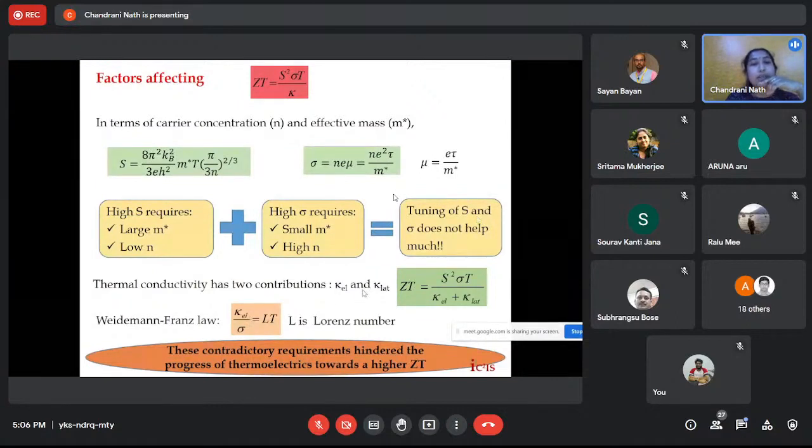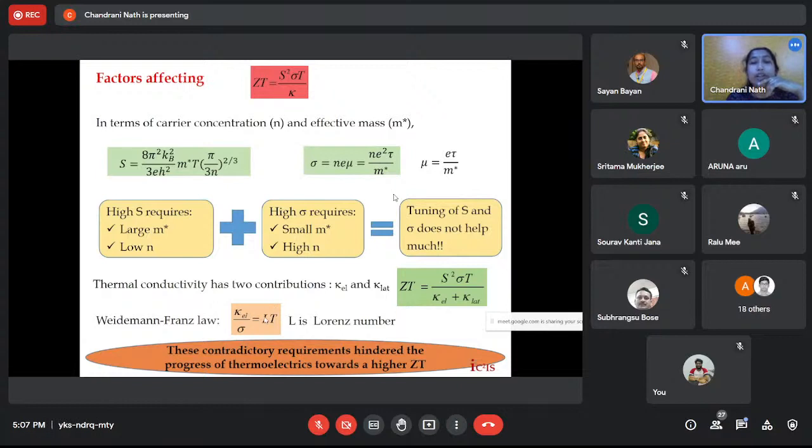There is another term in the figure of merit, in the denominator: kappa, the thermal conductivity contribution. This thermal conductivity has two main contributions, one coming from the electrons and another from the lattice, or the phonons. But here again, another term sets in. This electronic contribution of thermal conductivity is determined by the electrical conductivity through the Wiedemann-Franz law. That means if we increase electrical conductivity, this contribution keeps on increasing.